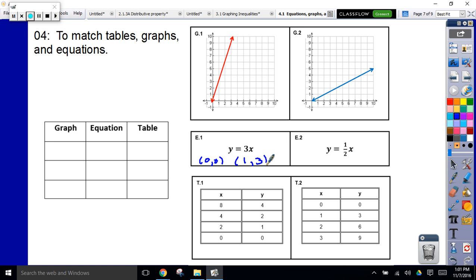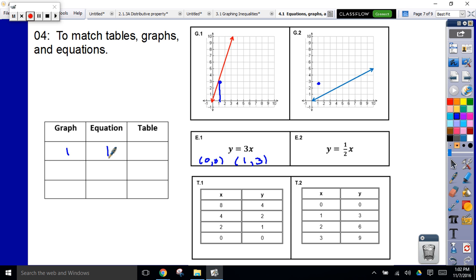Now I'm going to go up to my graph. I'm going to look at my first graph. When x is 1, y is 3. So that point is on the graph. If I look at the second graph, when x is 1, y is not 3, because that would be up here, and that's not on the graph. So I know that graph 1 goes with equation 1.